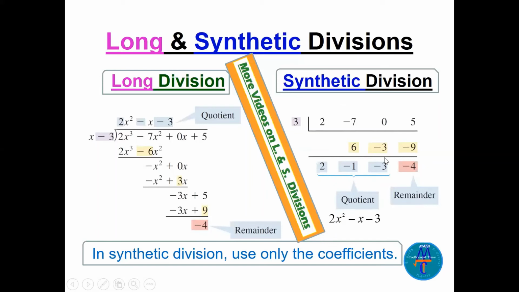But in the synthetic, we take only coefficients. We don't use x and x squared and x cubed. But we know in our mind that this will be the coefficient of the x squared, this will be the coefficient of the x, this will be the constant, and this will be the remainder.